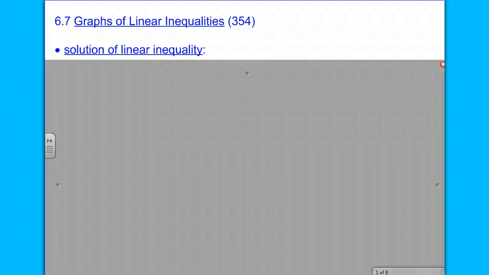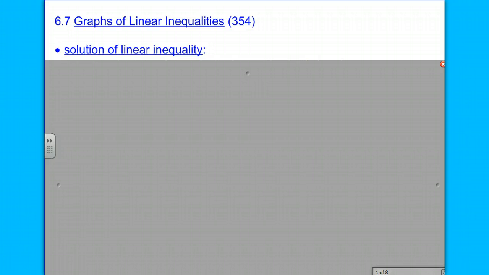Okay, we've been working all chapter long on graphing linear equations, and we're going to keep graphing them, but today we get to graph linear inequalities. So rather than seeing an equal sign, we're going to start seeing inequality signs. Okay? So the only thing different is that sign.